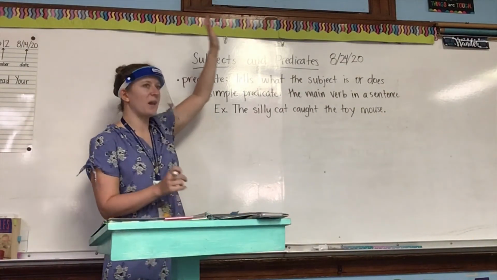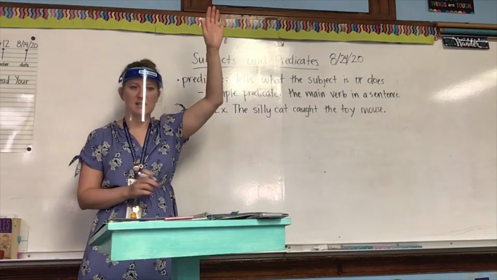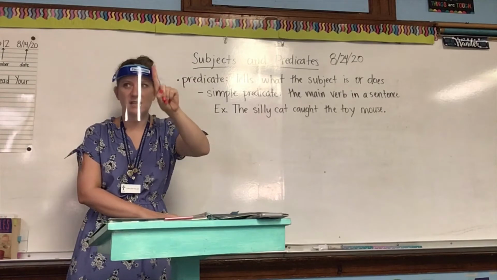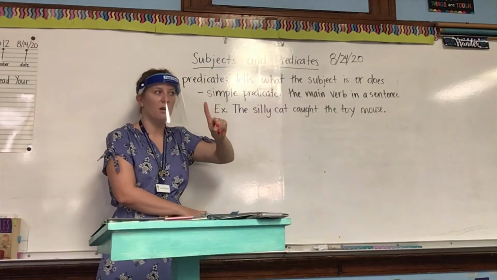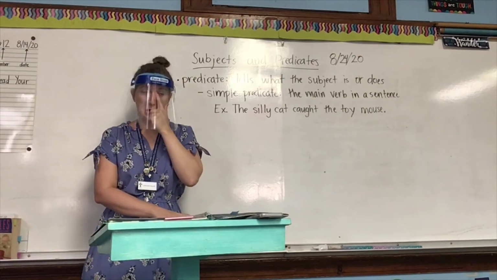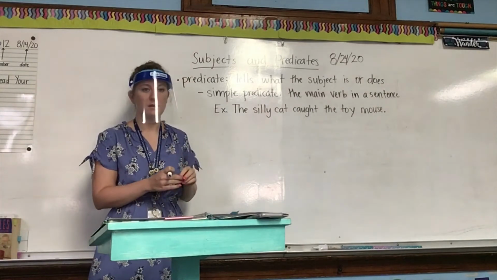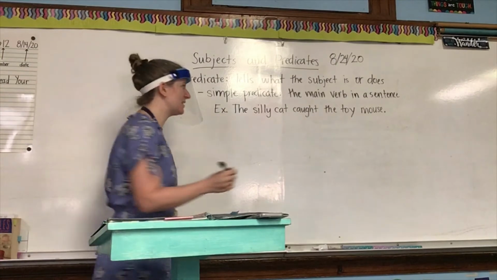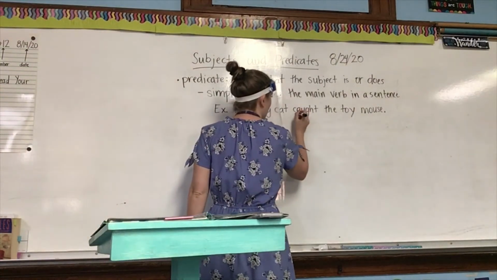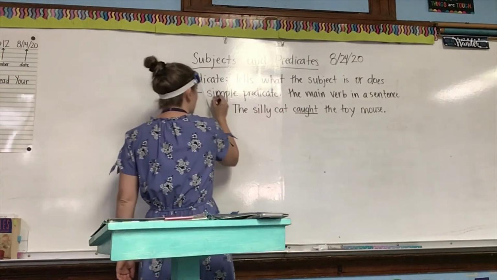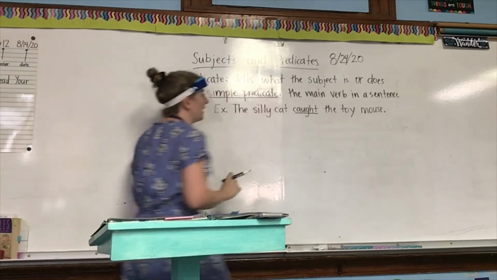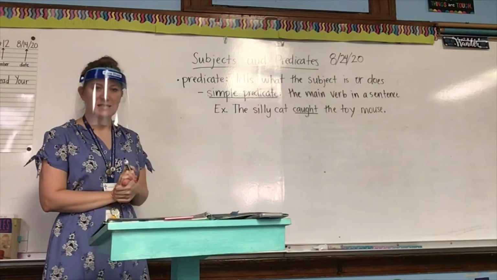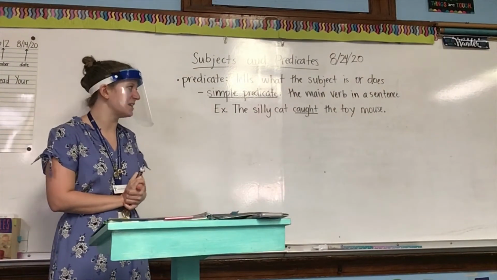Who thinks that they might know what the simple predicate in this sentence is? That one word. Not 2 words, not 3 words, not 4 words, not more, but one word. Victoria? Caught. Very good. Caught. That is that one, so we're going to underline the word simple predicate so that we know in our example sentence we have underlined the simple predicate. It's that one word. What did the cat do? It caught.